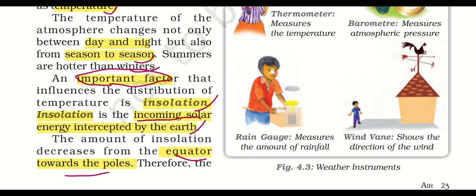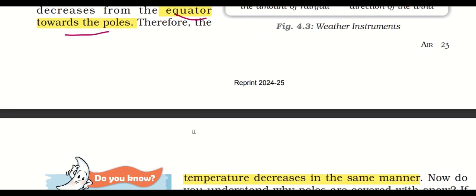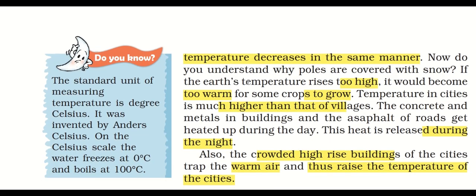The amount of insolation decreases from the equator towards the poles. Therefore, temperature decreases in the same manner. That is the reason why the poles are covered with snow. If the earth's temperature rises too high, it would become too warm for some crops to grow.